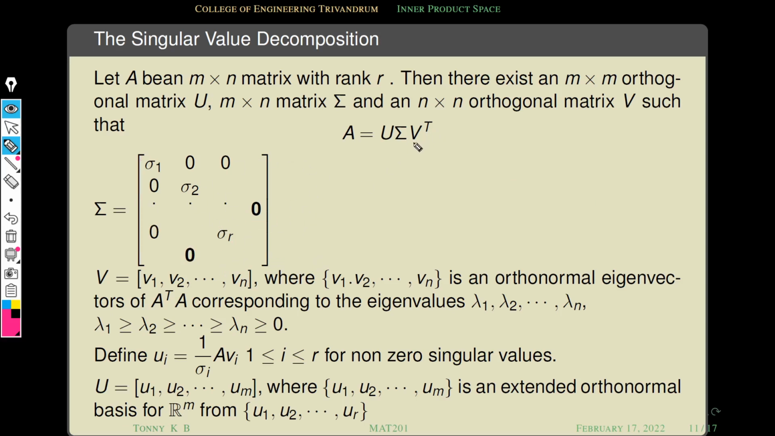Next is the construction of V. How to construct V? V is a matrix like this: V1, V2, up to Vn. Here V1 is the first column of V, V2 is the second column of V, like that, and Vn is the nth column of V. Then how to find V1, V2, Vn? They are orthonormal eigenvectors of A transpose A, corresponding to the eigenvalues lambda 1, lambda 2, up to lambda n.